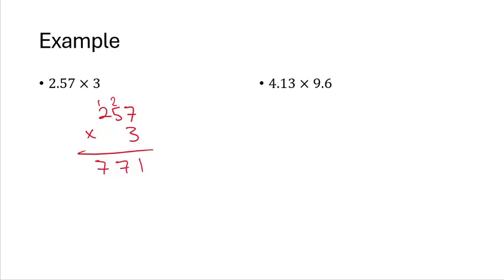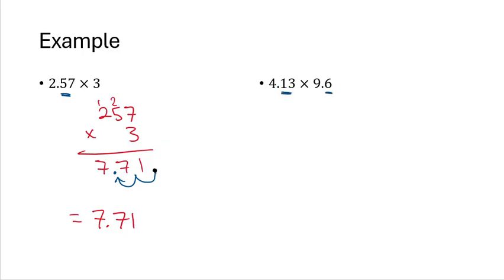Now because over here, I've got 2 numbers after the decimal point, what I typically do is I put the decimal point at the end, and I'm going to count backwards twice. So 1, 2. And that's where my final decimal point is. So my final answer is 7.71. Okay?